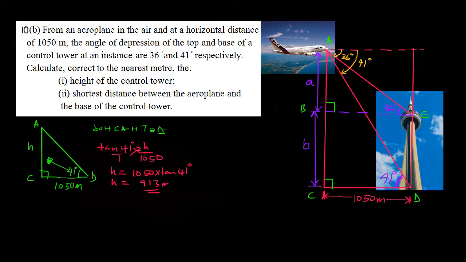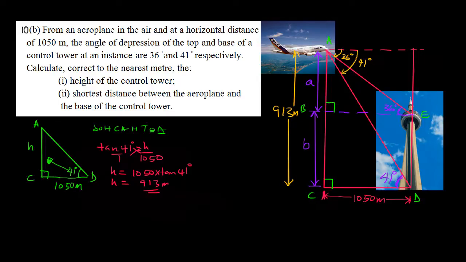So the distance between the airplane and the base of the tower is 913 meters. Let's just write that there. That's the total distance, which is 913 meters.